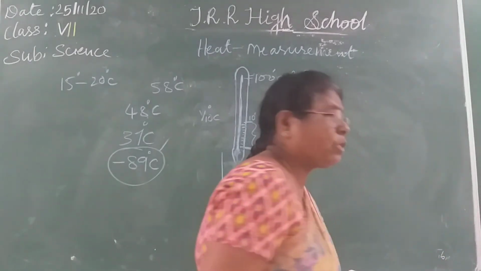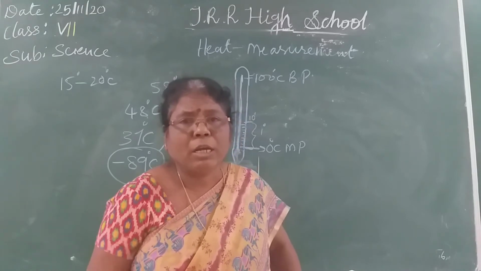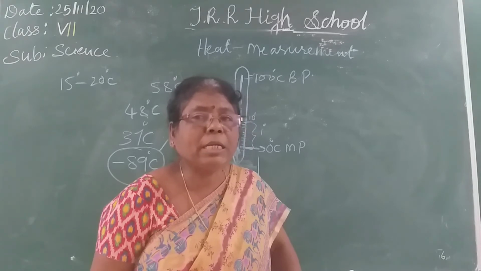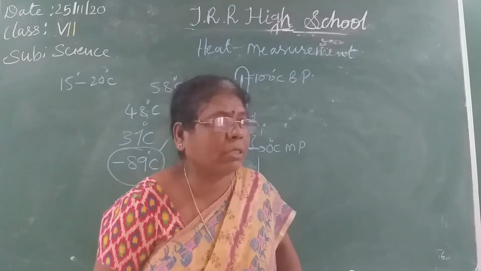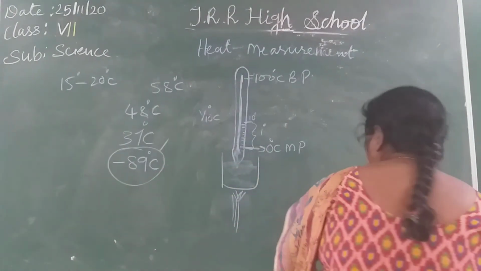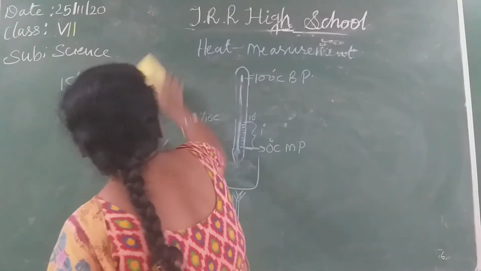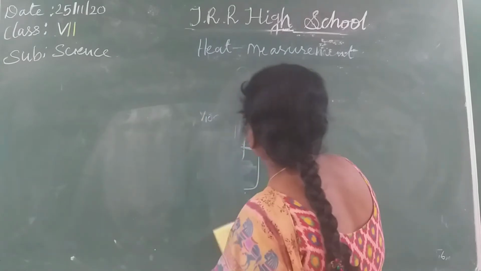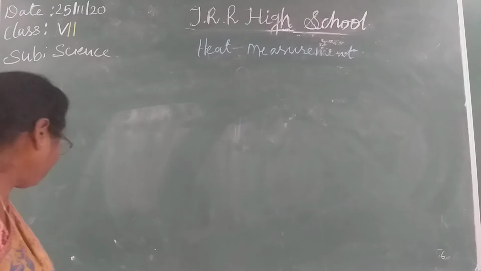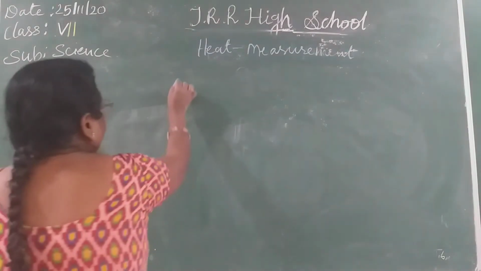Understood? Already I explained to you the construction and working of the Six's maximum-minimum thermometer. It is used to measure the lowest and highest temperature in a place. Now next, coming to the clinical thermometer. What is a clinical thermometer? The thermometer which is used to measure human body temperature is called a clinical thermometer.